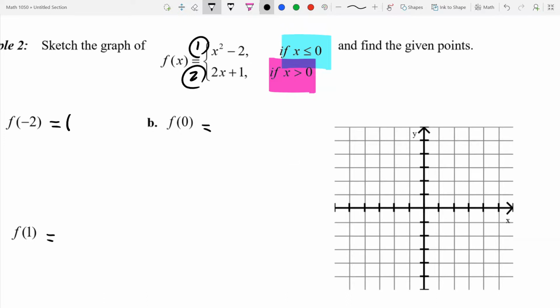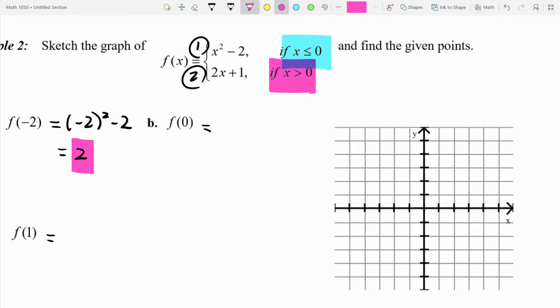So in parentheses, put a negative 2 squared minus 2. Negative 2 squared is a 4. 4 minus 2 is a 2. That's really enough work. Just set it up and then show me your answer. Weber State will accept that.